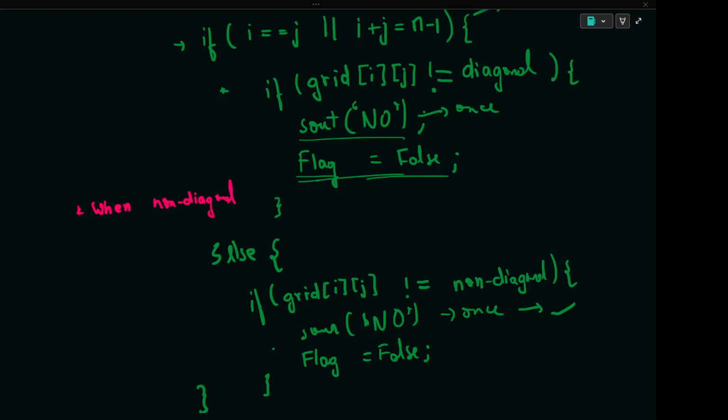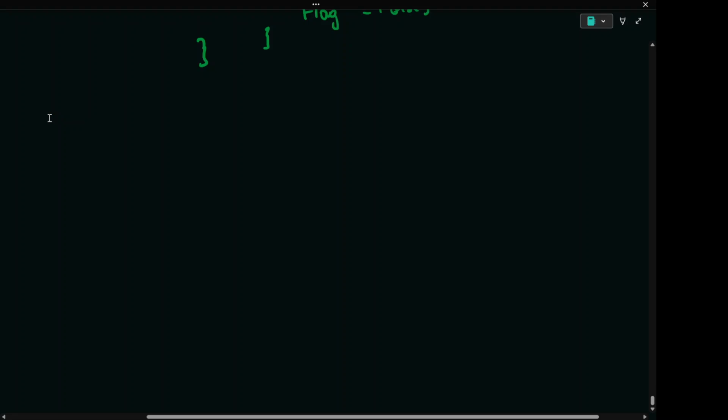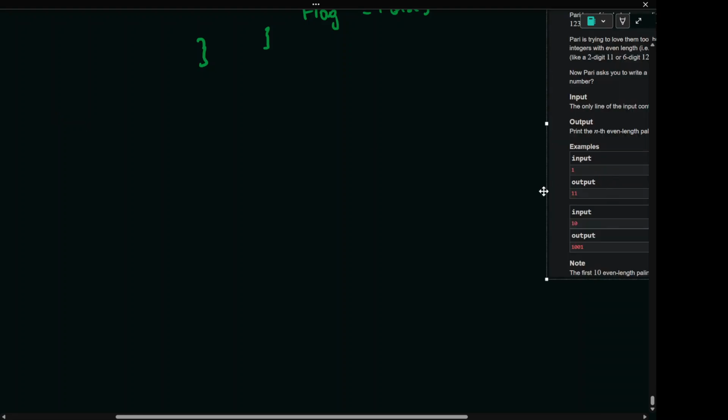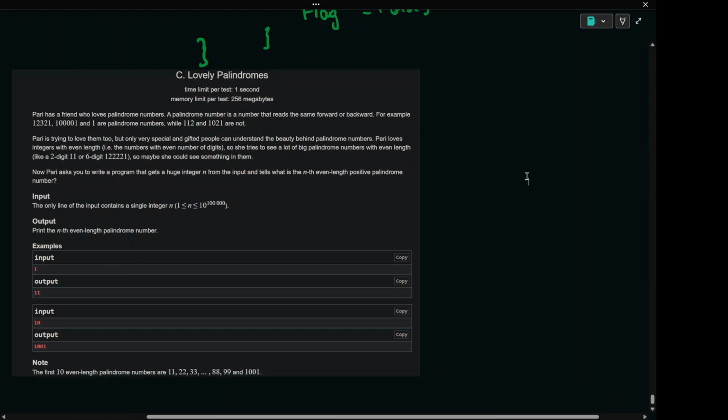Now the problem number C. From here, I think it will be easy, because B is the only problem where you found difficulty, and these problems are fairly easy compared to B. B is implementation heavy. So now let's do C. Okay, let's read it out.